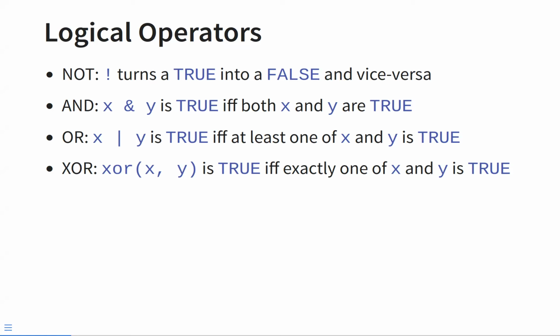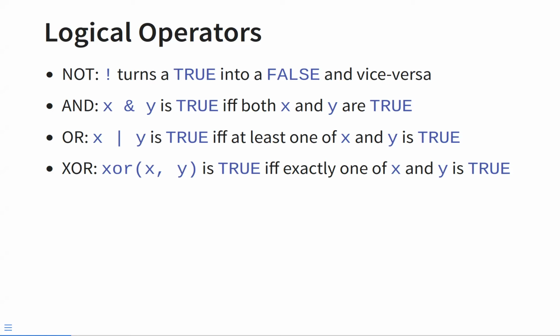Finally, we have the dreaded XOR. XOR is actually different from OR. XOR stands for exclusive OR, and exclusive OR is true if and only if exactly one of the conditions is true. To obtain the exclusive OR in R, we use this function xor, and it takes two input arguments, X, Y.